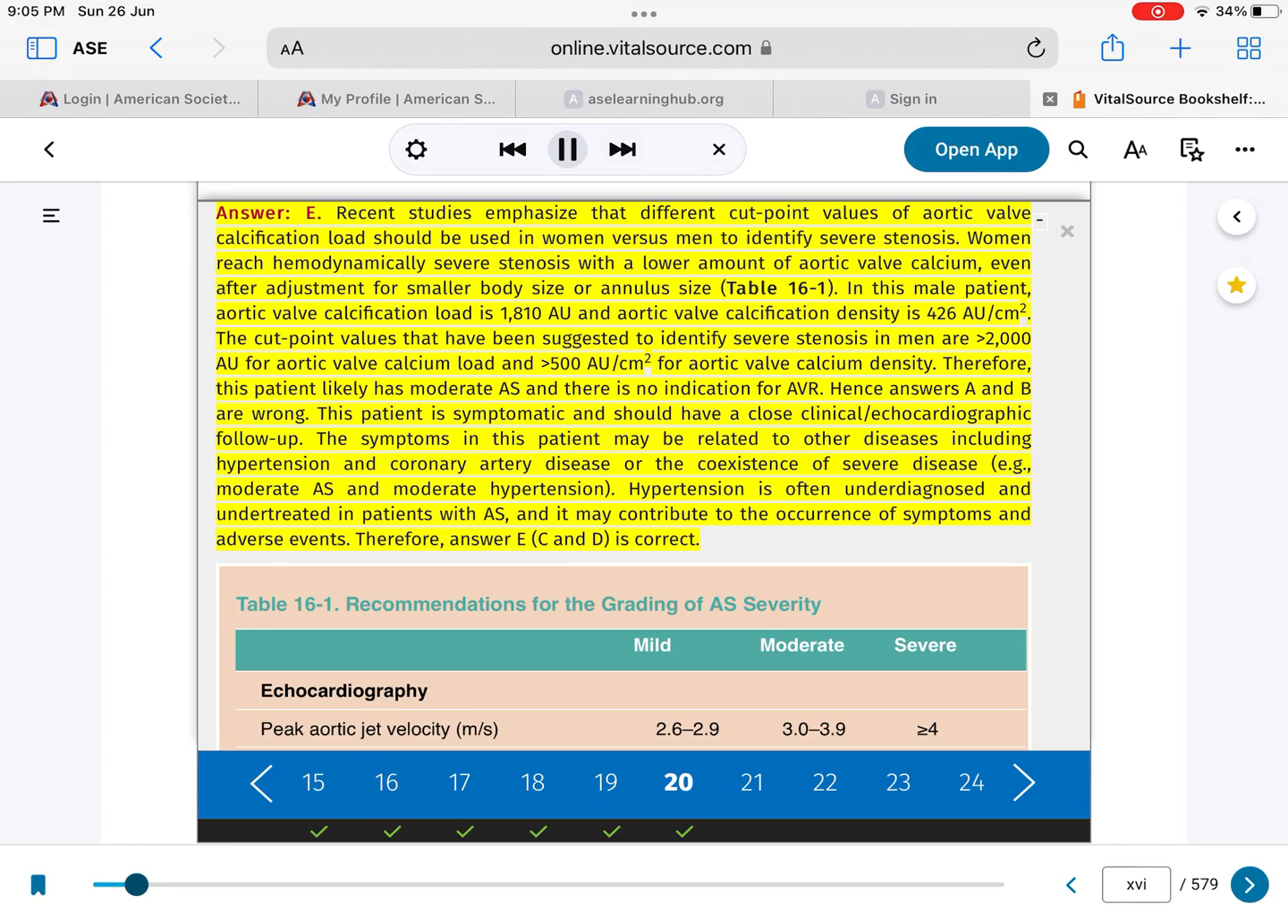Therefore, this patient likely has moderate AS and there is no indication for AVR. Hence answers A and B are wrong. This patient is symptomatic and should have a close clinical echocardiographic follow-up.